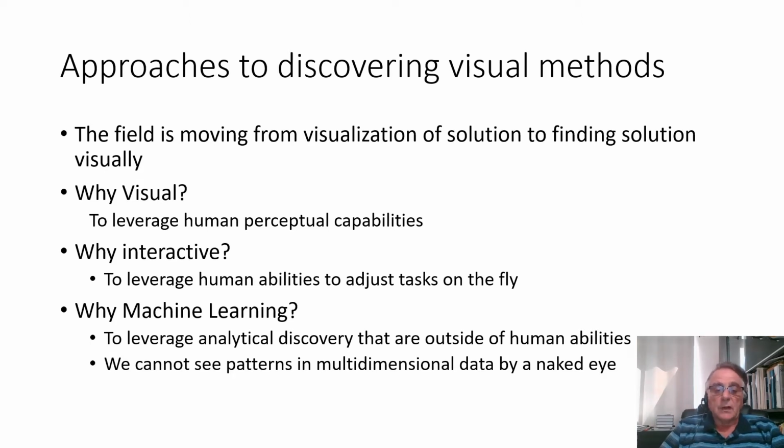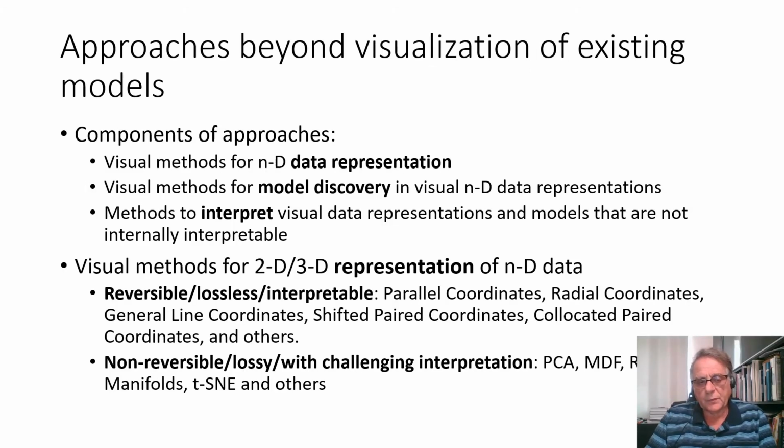It allows us to leverage human perceptual capabilities and human abilities to adjust tasks on the fly. Why machine learning? To leverage analytical discovery that is outside of human capabilities. The first one: we cannot see patterns in multidimensional data with the naked eye and need help from machine learning. The examples of visual thinking above tell us that the major benefit of visuals is actually in discovering new knowledge, not just visualizing existing knowledge, including existing models.